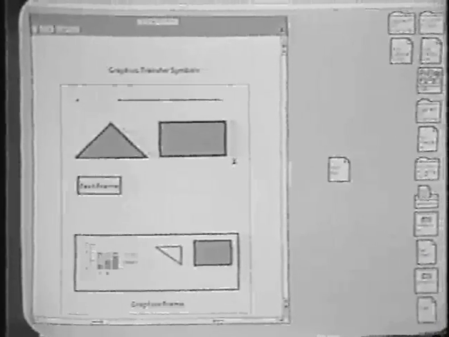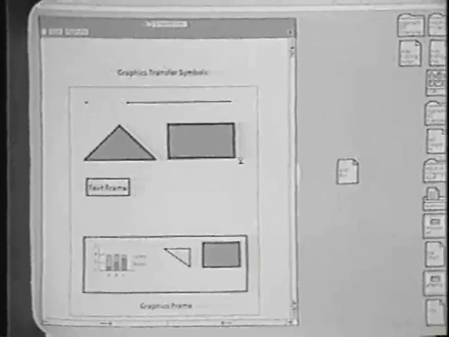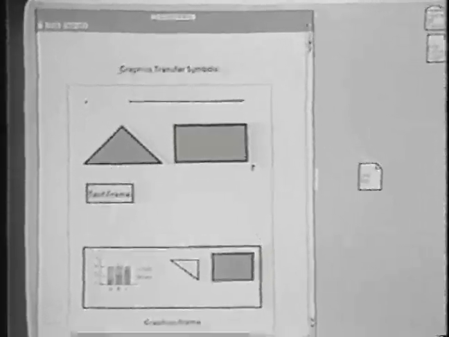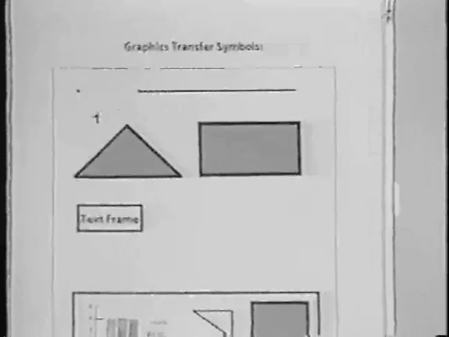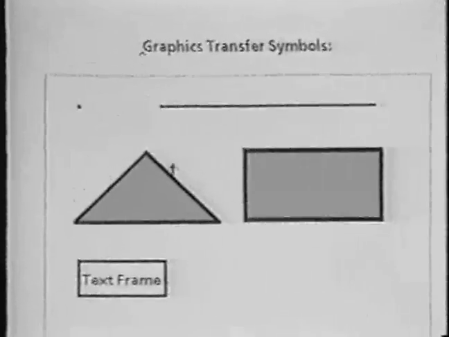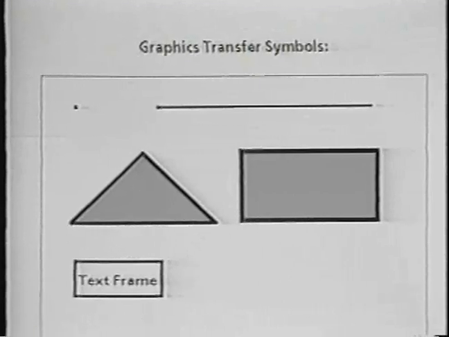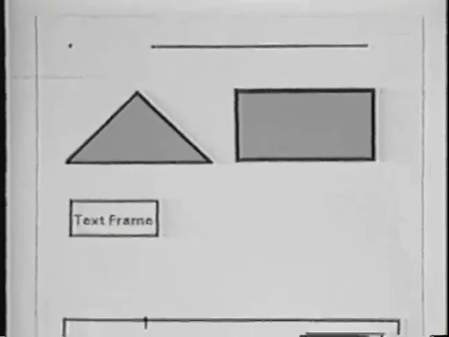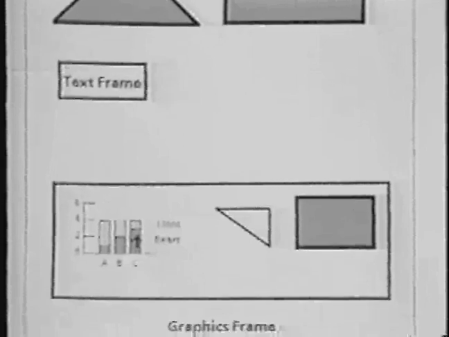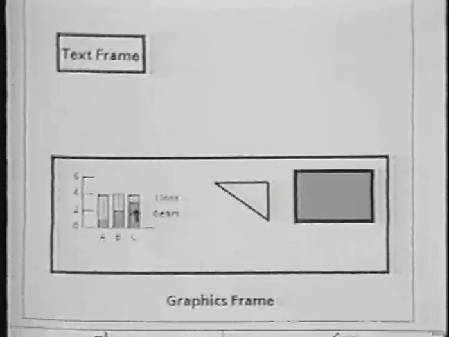This particular document happens to contain examples of the basic graphics transfer symbols. These symbols include points, lines, triangles, rectangles, text frames, and down here we have a graphics frame that contains the other basic graphics transfer symbol, the bar.